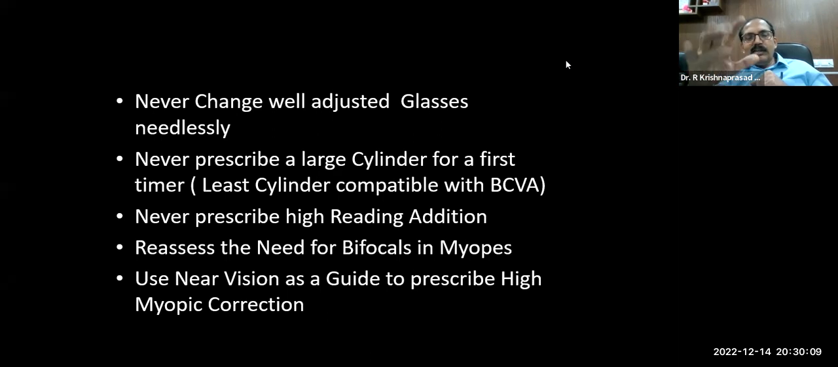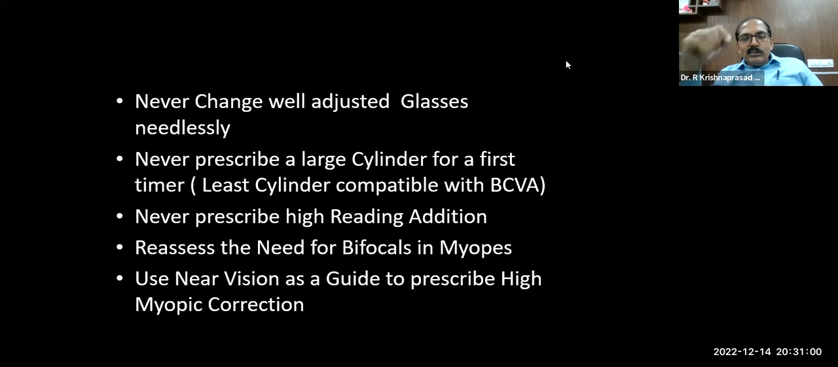So that's why the last point is: use near vision as a guide to prescribe high myopic correction. Let me give you a small example to illustrate this point. You go to a school for a school screening, let us say, and you find a boy who is 10 years old, who has minus 10 diopters in both eyes. He's a high myope, neglected, has not used glasses. You'll be very happy that you read a refraction of minus 10. He is actually reading, let us say, 6/12. So you give minus 10 for him and come back happy that you have cleared the vision of a boy who has never used glasses. This boy will never use this minus 10 at all. You know why?